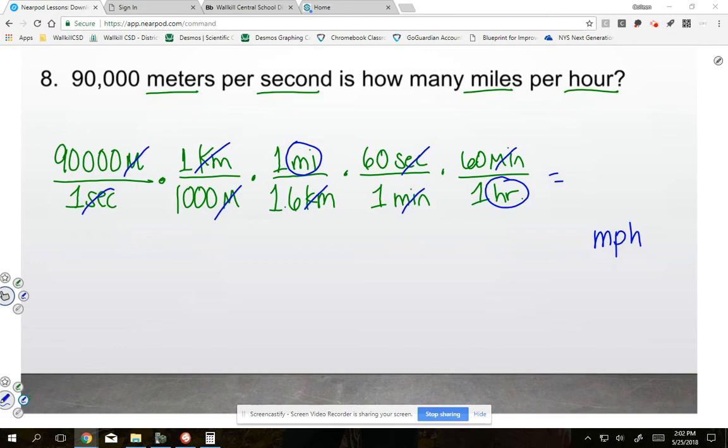So if you do 90,000 times 1 times 1 times 60 times 60, you get 324 million. And then you do 1 times 1,000 times 1.6 times 1 times 1, you get 1,600. 324 million divided by 1,600 is 202,500 miles per hour.